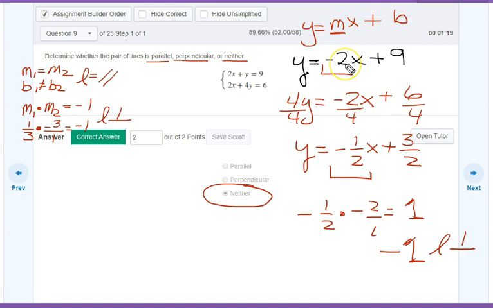This one's -2. This one's a -1/2. So the slopes are different. Yeah, but one looks like the reciprocal of the other. So if I multiply them, a -1/2 times a -2/1, I get a +1. So that doesn't meet this definition. So they're definitely not perpendicular. They're not parallel, they're not perpendicular, they are neither.